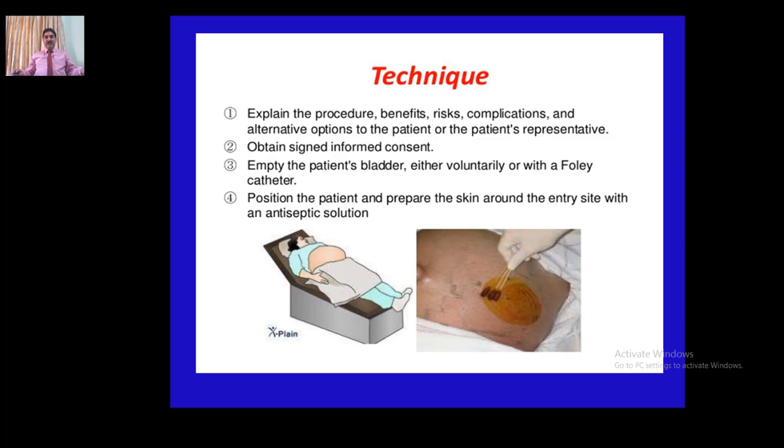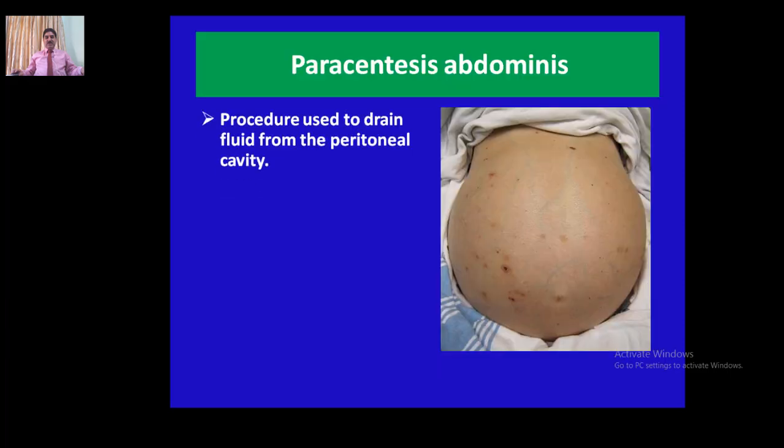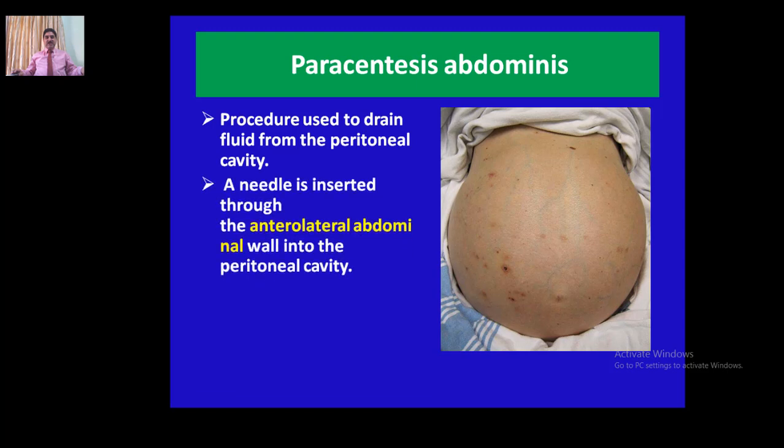Before going for paracentesis abdominis, explain the procedure, benefits, risks, complications, and alternative options to the patient or the patient's representative. Obtain a signed informed consent, and empty the patient's bladder, either voluntarily or with a Foley's catheter. Position the patient and prepare the skin around the entry site with an antiseptic solution. Peritoneal paracentesis is a procedure used to drain fluid from the peritoneal cavity. A needle is inserted through the anterolateral abdominal wall into the peritoneal cavity.